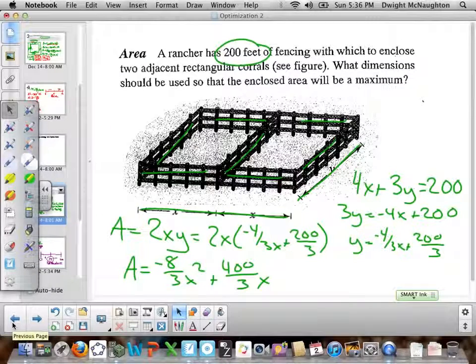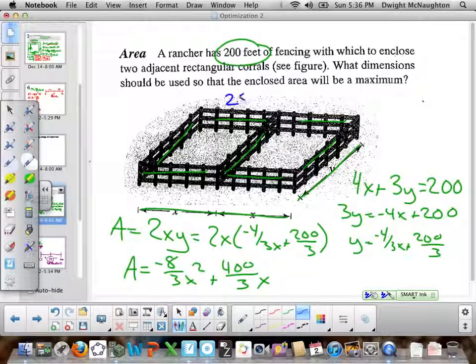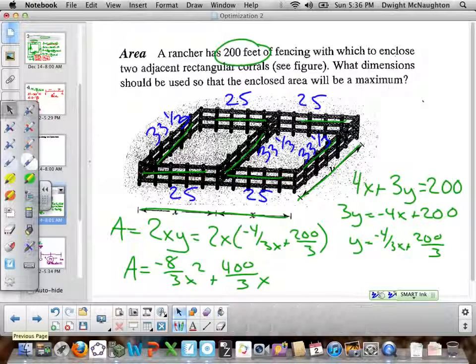We go back to our question. What dimension should be used? Well, x should be 25. That takes up 100. The remaining 3 pieces should be 33 1/3. That will give you a maximum area for your corral.